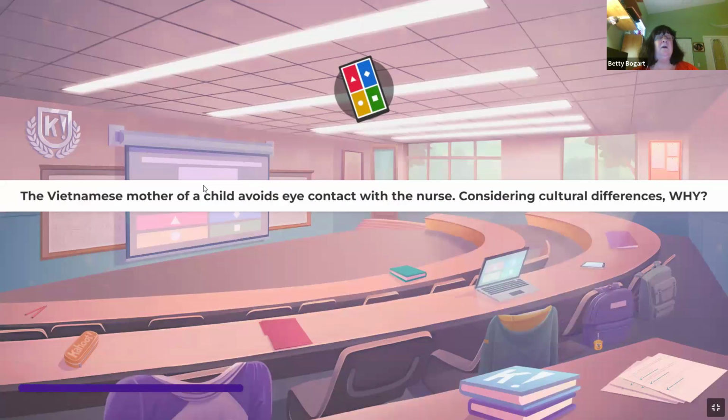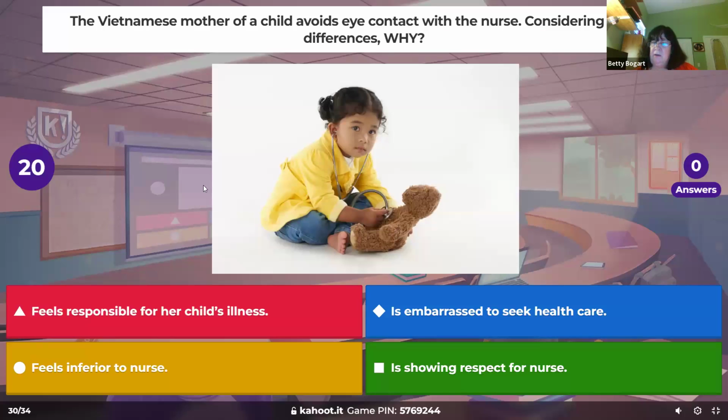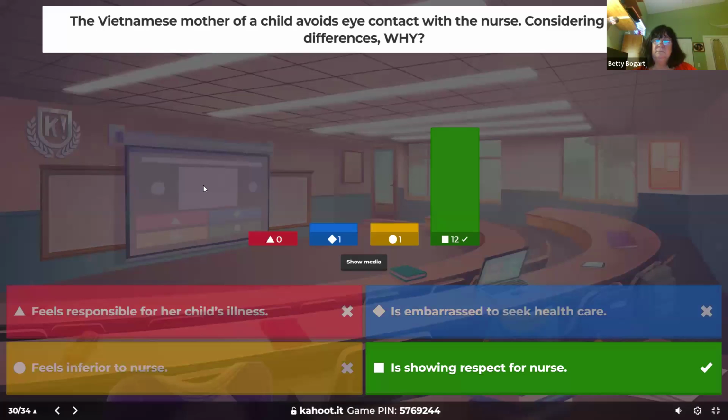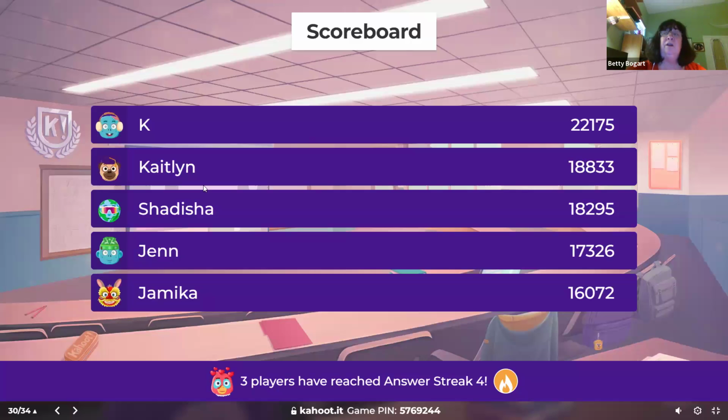The Vietnamese mother of a child avoids eye contact with a nurse. Considering cultural differences, why does she do that? Why isn't she looking at me? And it's respect. That's all it is. Again, that's culture and understanding it.